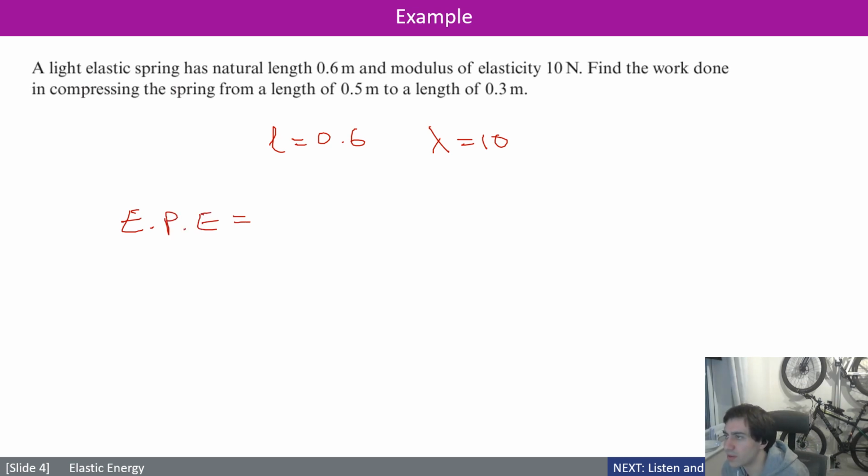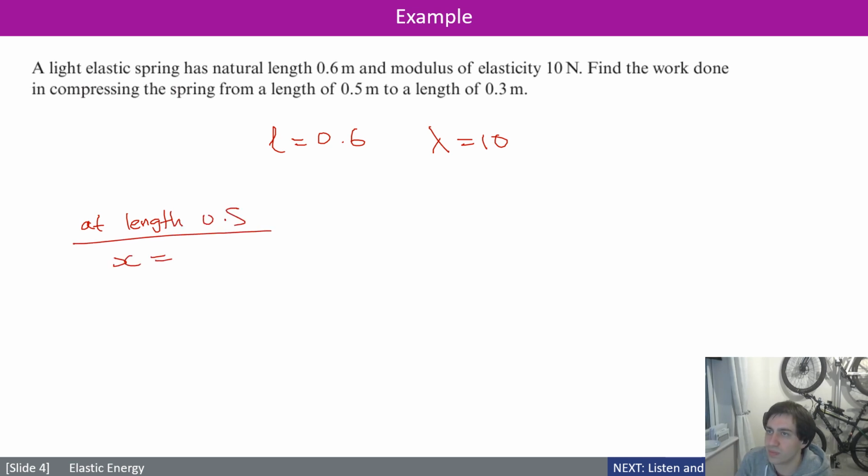We do have to be a bit careful here though. There's actually an easy error to make, which I'll point out, but let's just show the right way to do this. So at these two extensions, we're going to consider them separately. At a length of 0.5, our x is effectively 0.1. We're not going to worry about putting minus 0.1 or anything like that, because we're just going for a positive value, and in any case it will be squared.